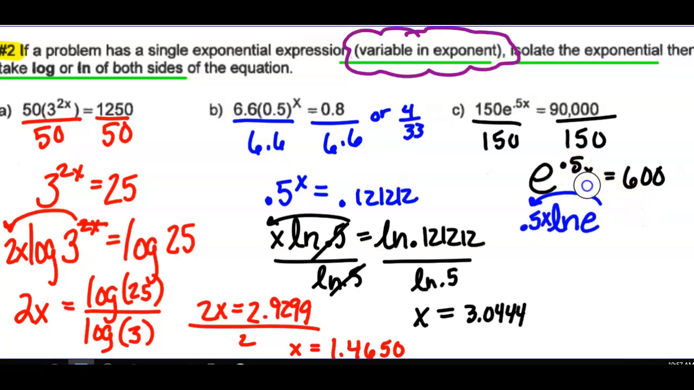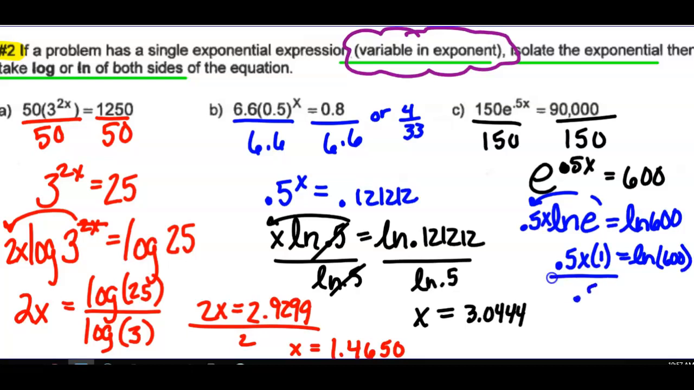Let me fix that. That's up here. 0.5x. Okay. And then take the natural log over here. Now the natural log of e is just 1. So this is just 0.5x times 1. So we're going to divide both sides by 0.5 and be done.